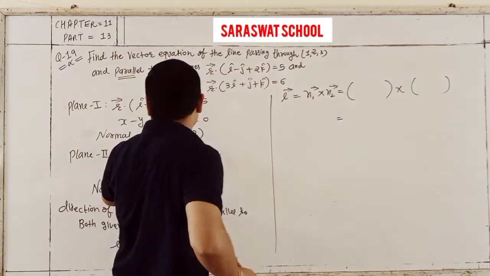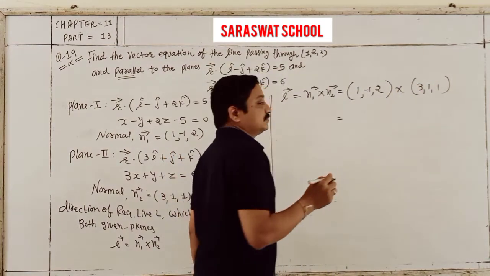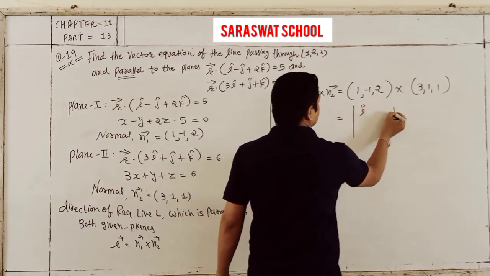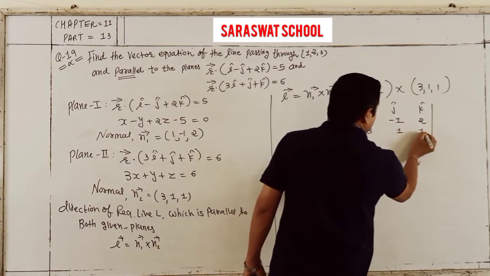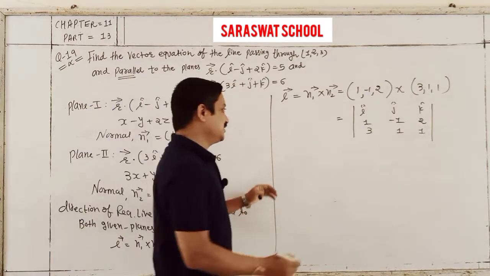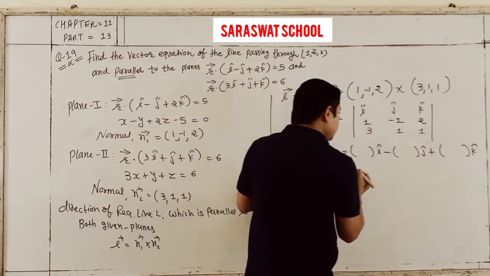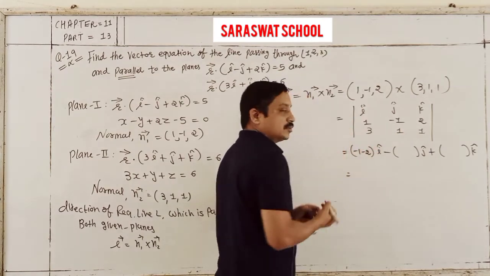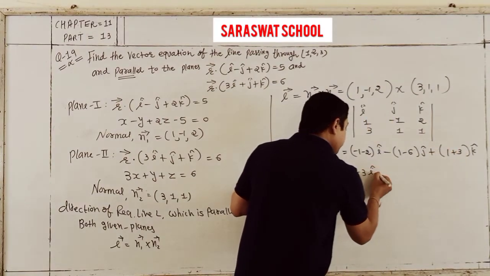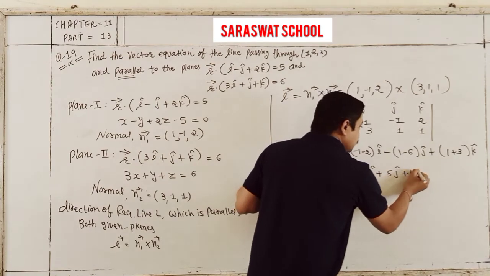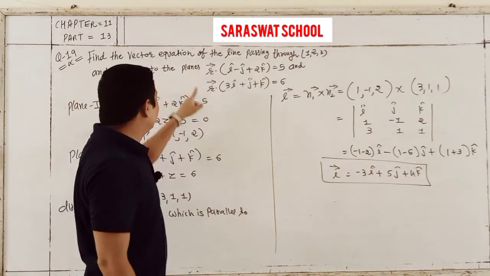My first normal is (1, minus 1, 2), and the second is (3, 1, 1), written with i, j, k. Simple calculation. So it is i, minus j, and k, and the answer is minus 1 minus 2, next 1 minus 6, and last 1 plus 3. It is minus 3i, plus 5j, plus 4k. That is the direction of the required line, parallel to both planes.